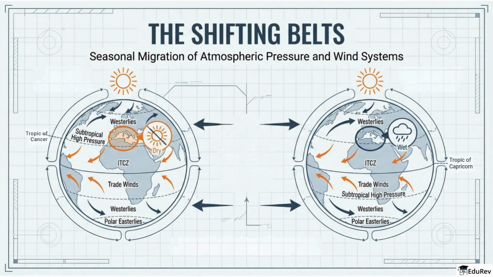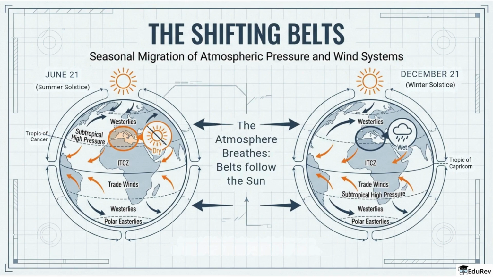Now add motion. These belts are not fixed. They shift seasonally because the sun's vertical rays shift between the tropics. On June 21st, summer solstice in the northern hemisphere, the whole belt system migrates northward. On December 21st, winter solstice in the northern hemisphere, it migrates southward. A clean way to retain it? The atmosphere breathes with the sun. Belts follow the heat.